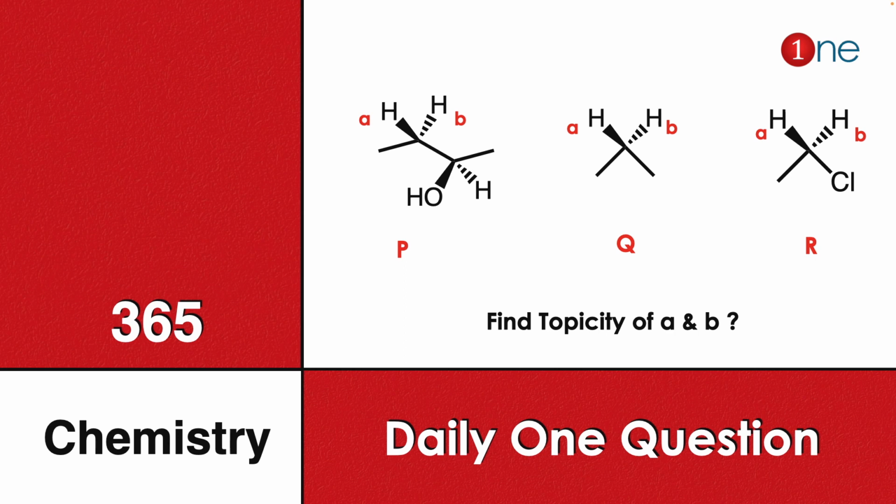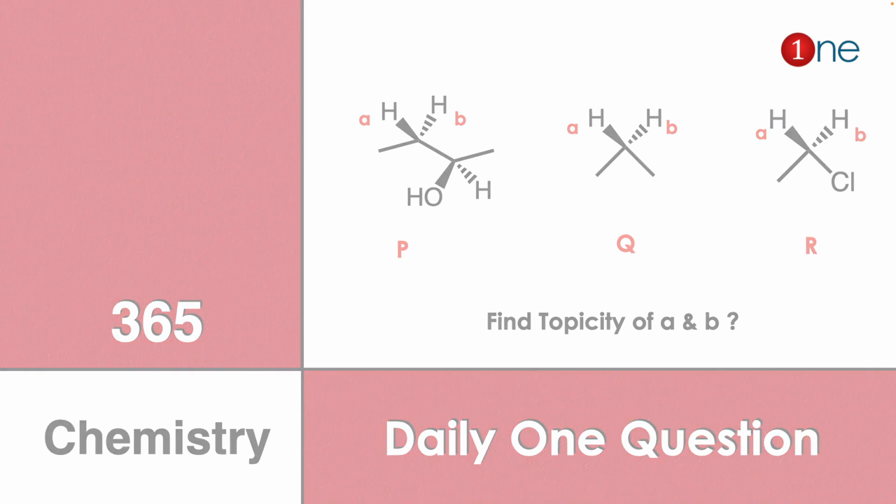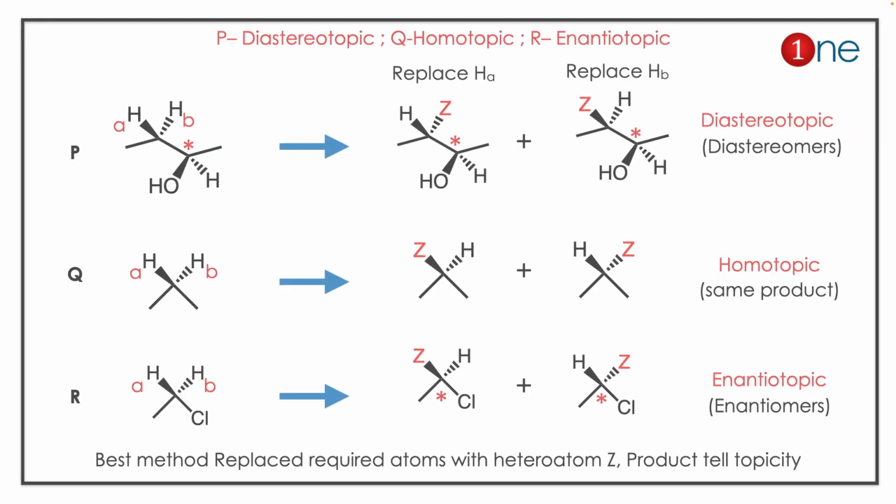Here three different compounds are given. P is alcohol, Q is alkane, R is chloride. Here the hydrogens are labeled as A and B. You have to find the topicity of A and B. Here, how do you find the topicity?